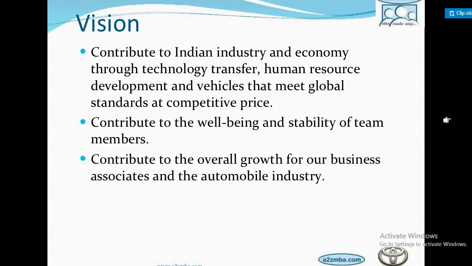Then it contributes to the well-being and stability of team members, meaning whatever the team members are presenting in our society, we need to stabilize their lifestyle. It also contributes to the overall growth of our business associates and the automobile industry. This Toyota production system is considered in the case of the automobile industry. It helps in the overall growth of our business.